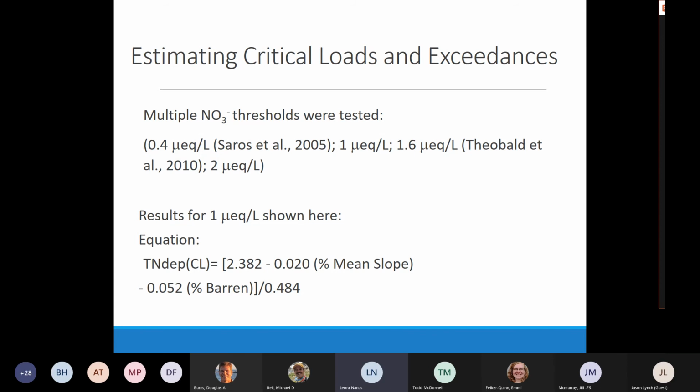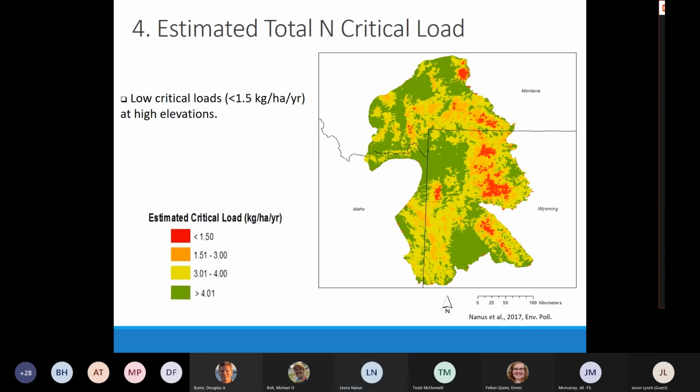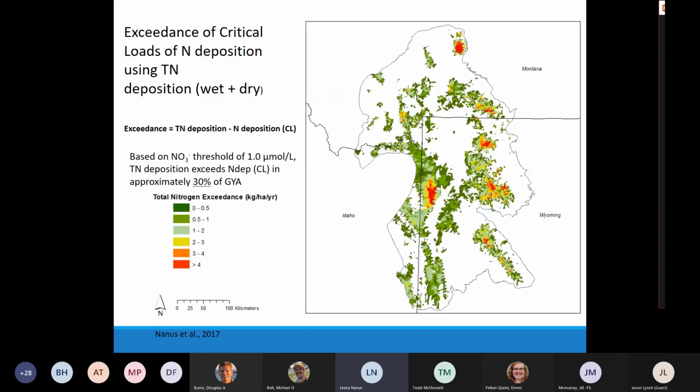So we rearranged the regression equation to solve for total nitrogen deposition critical loads. And this is what it looks like across the GYA. The low critical loads, less than 1.5, are found at high elevation and show spatial variability that's consistent with differences in basin characteristics.